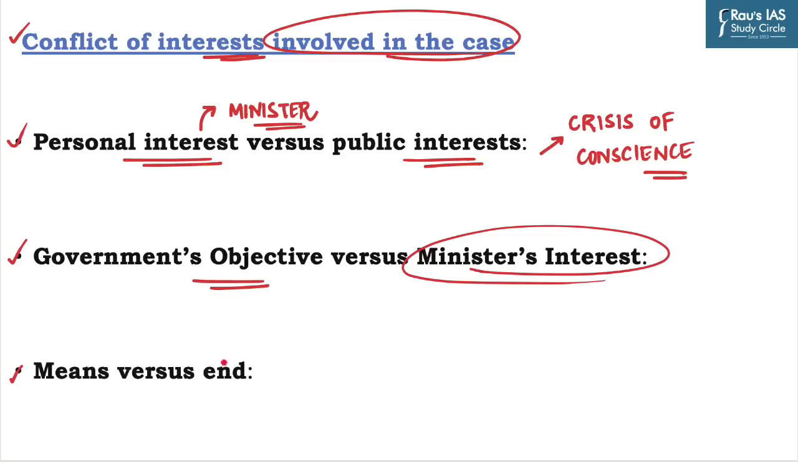The last one is means versus end. In this particular project, the minister is using illegal means to achieve his desired ends. By realigning the road, a significant amount of agricultural land would have to be acquired, which will eventually cause displacement of a huge number of farmers, and it also includes cutting down a large number of trees, which goes against the goal of environmental conservation. And the last part of the question asks, what are your responsibilities as a public servant?